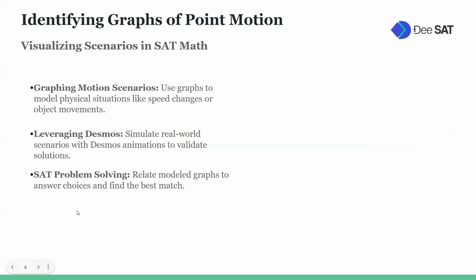Identifying graphs of point motion. SAT math often includes questions about motion scenarios such as how a car moves or how a ball bounces. Graphs can help visualize these situations. For example, a graph can show how an object slows down due to friction or how its height changes during motion. Tools like Desmos are amazing for simulating real world scenarios. You can literally watch a graph in motion to understand what's happening. As we go through examples, I'll show you how to relate these graphs to real SAT questions.